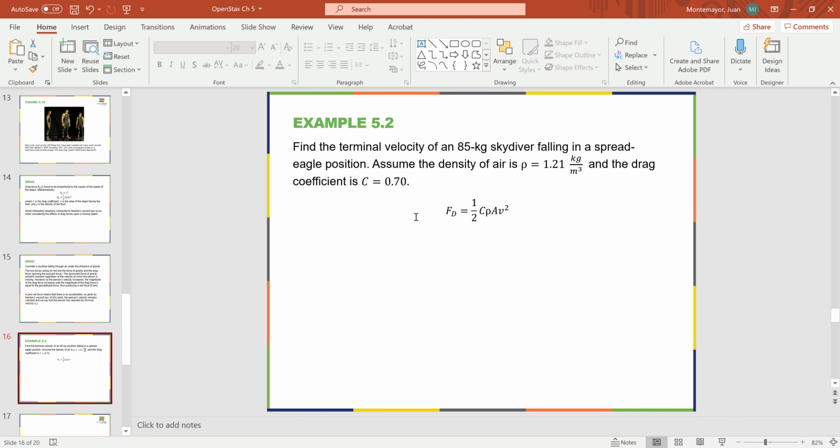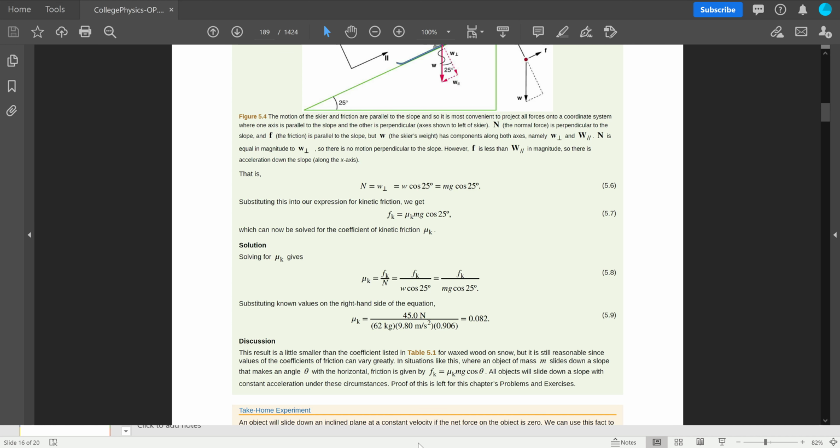Okay, so for example 5.2, find the terminal velocity of an 85 kilogram skydiver falling in the spread eagle position. Assume the density of air is 1.21 kilograms per meter cubed, and the drag coefficient is C equals 0.70. This one is back in our textbooks.